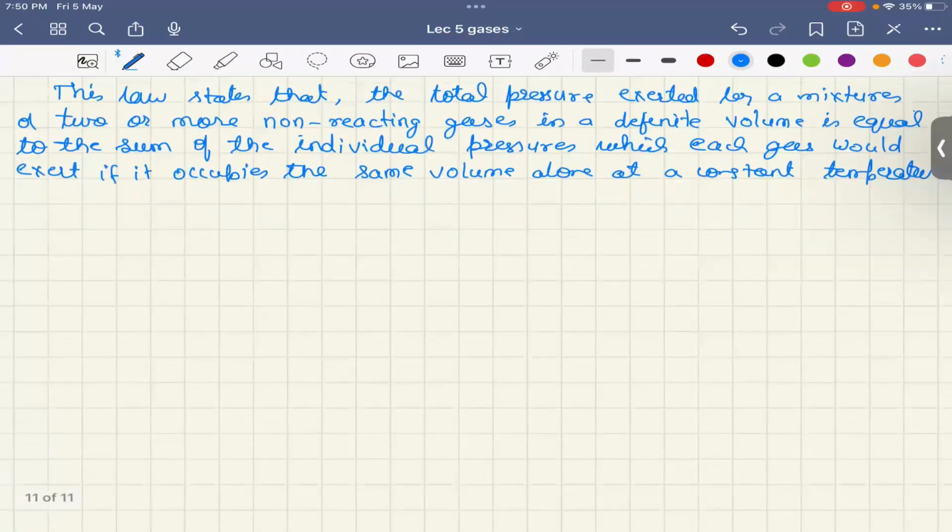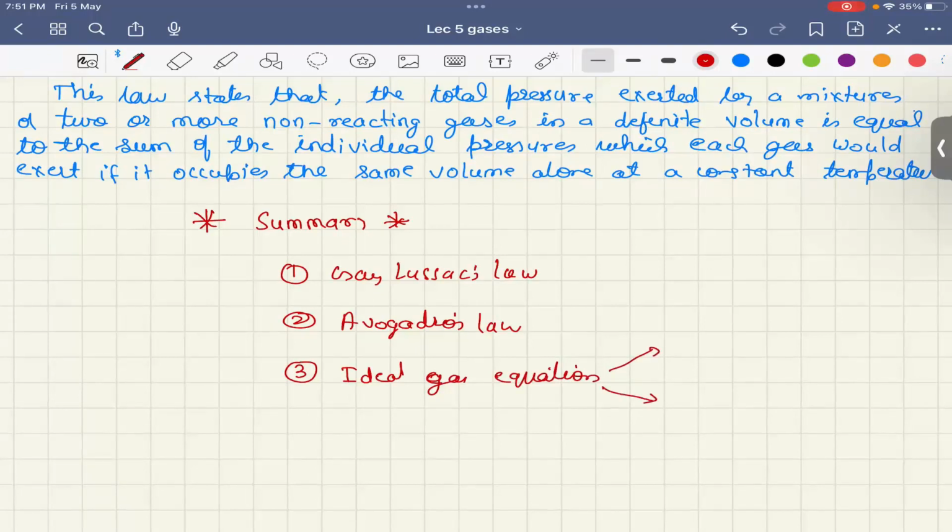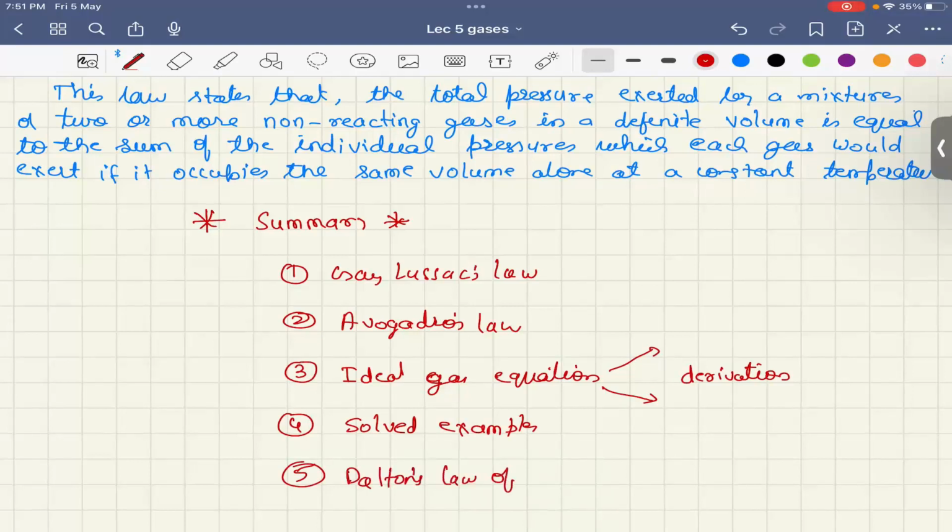We'll pick up from this statement in our next class. In summary, in this class we have studied the remaining gas laws which we had not covered: first Gay-Lussac's law, then Avogadro's law. Then we studied the ideal gas equation. We derived it using two methods, and then we solved some examples. And at the end, we did a brief introduction to Dalton's law of partial pressure.